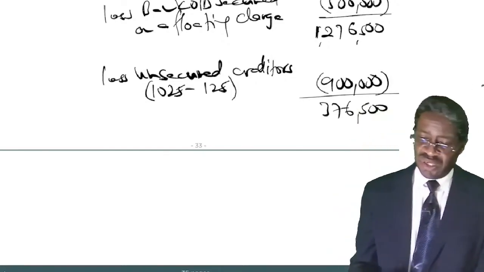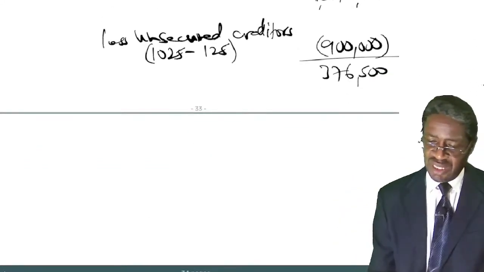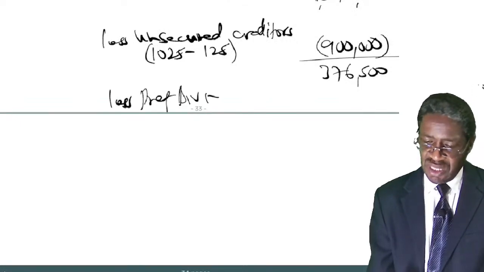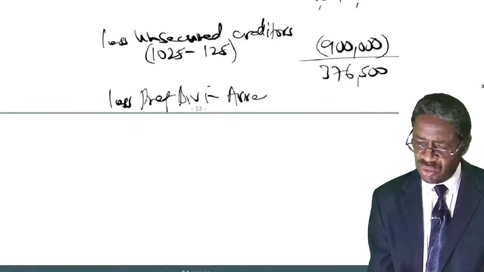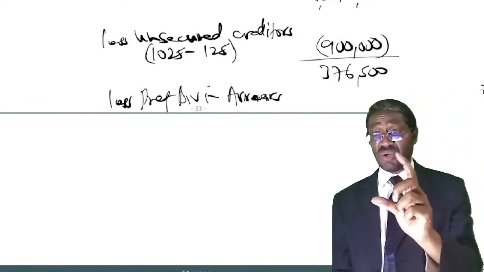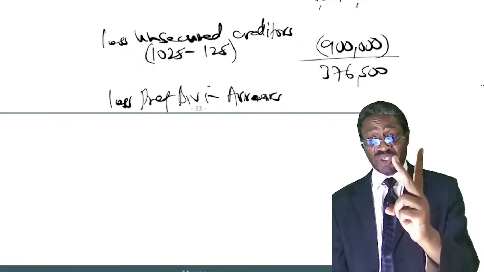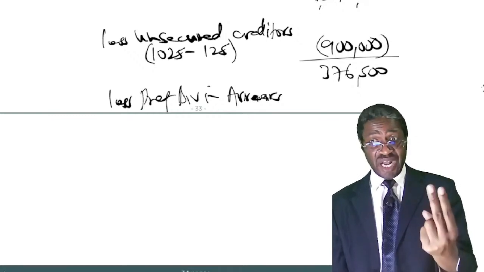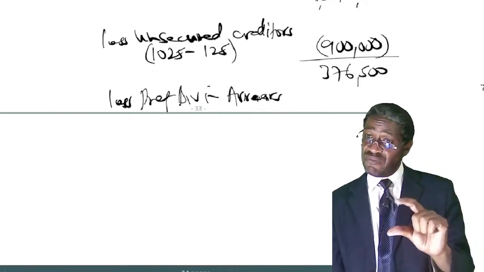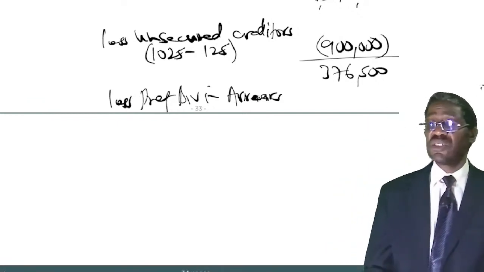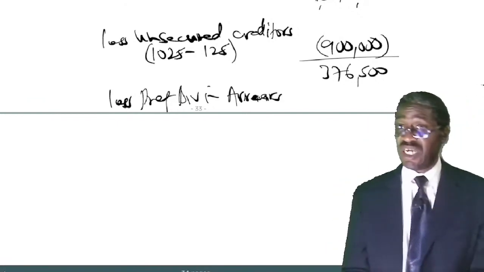After paying the unsecured creditors, we now come and say less preference dividends in arrears. I told you, once you pay the unsecured creditors, the money that remains now, you are supposed to give to the shareholders. There are two categories of shareholders. We have preference and we have ordinary. For preference, they rank first. But what do you pay them first? Do you pay them their arrears first, or do you pay them their capital first? We saw you pay them their arrears first.